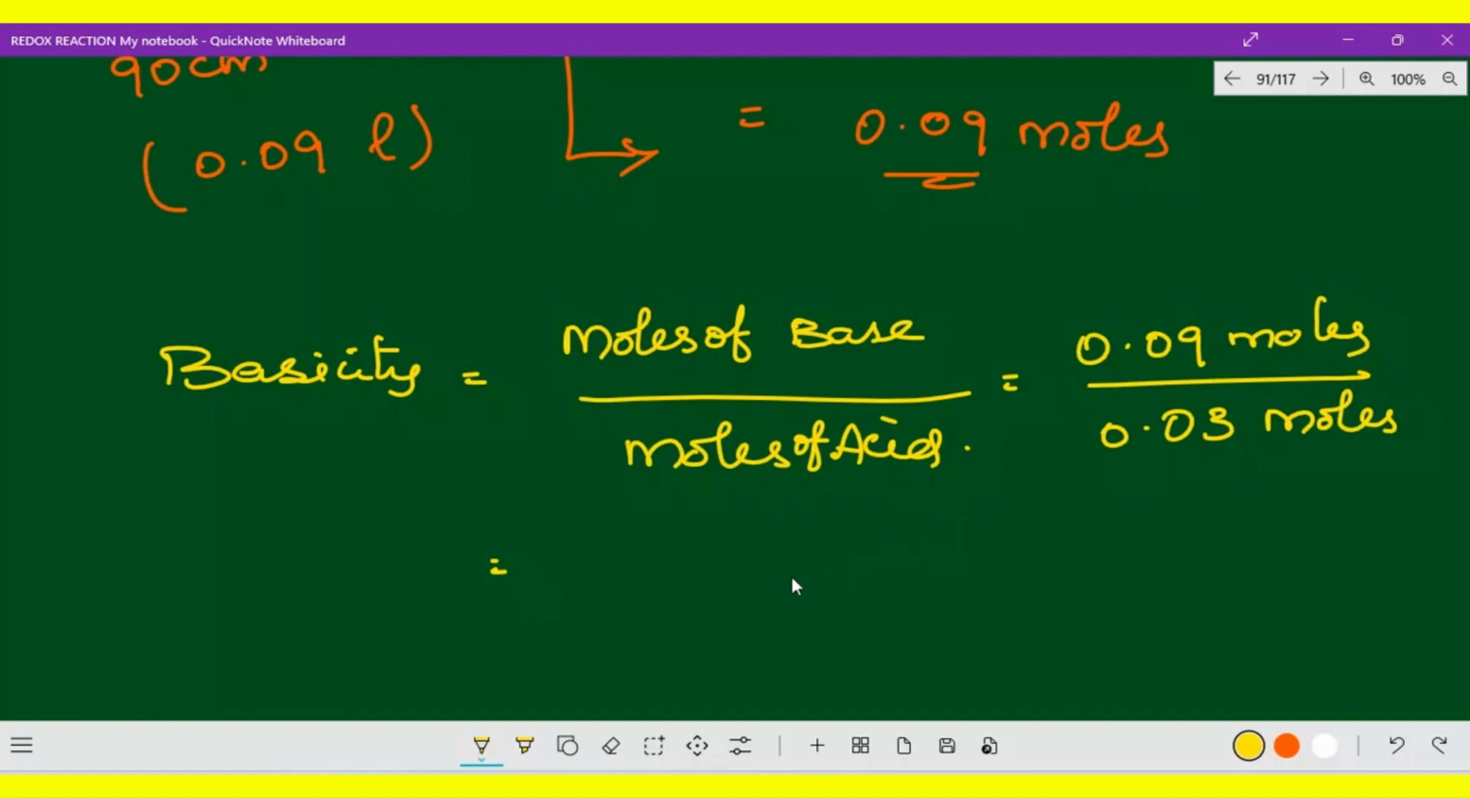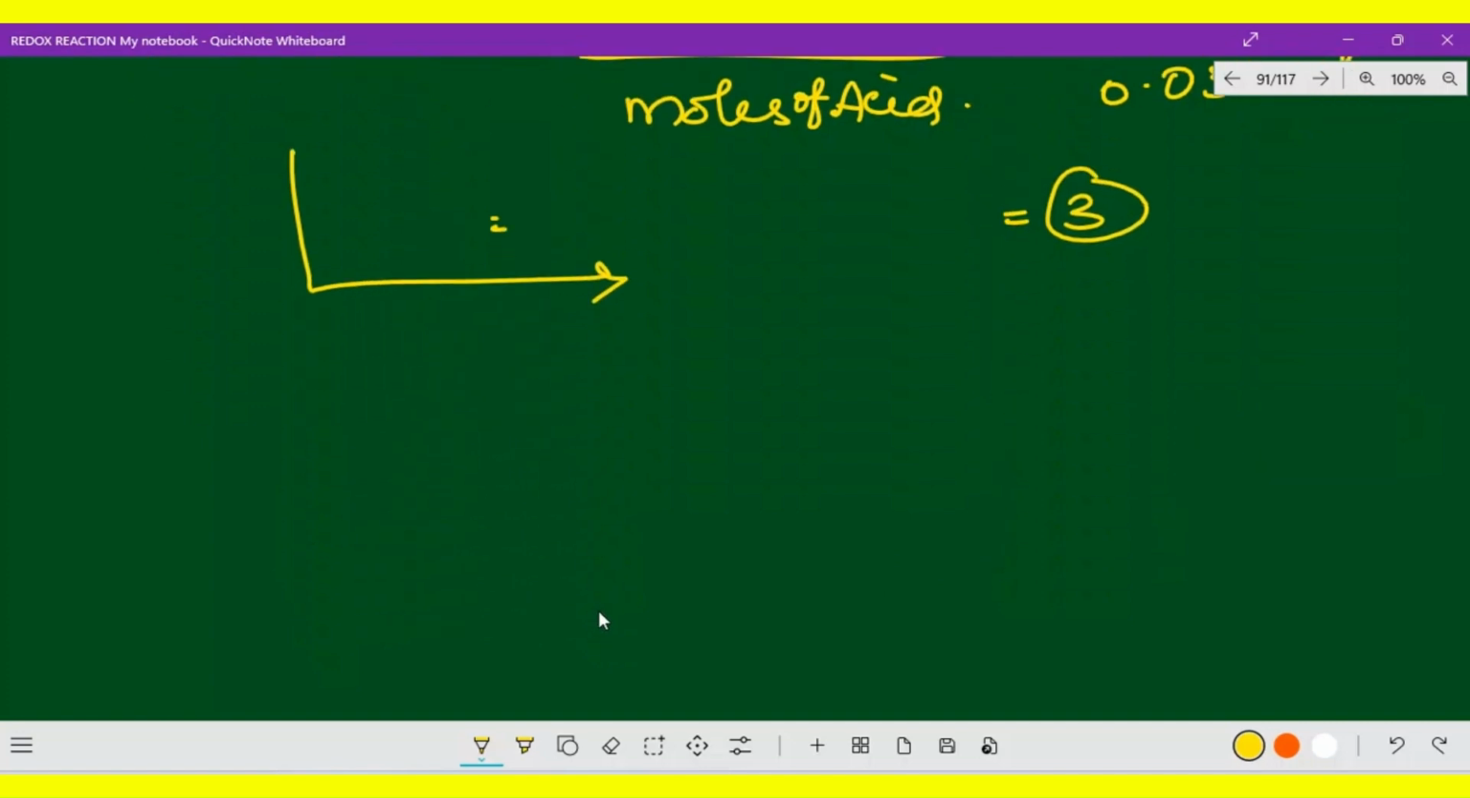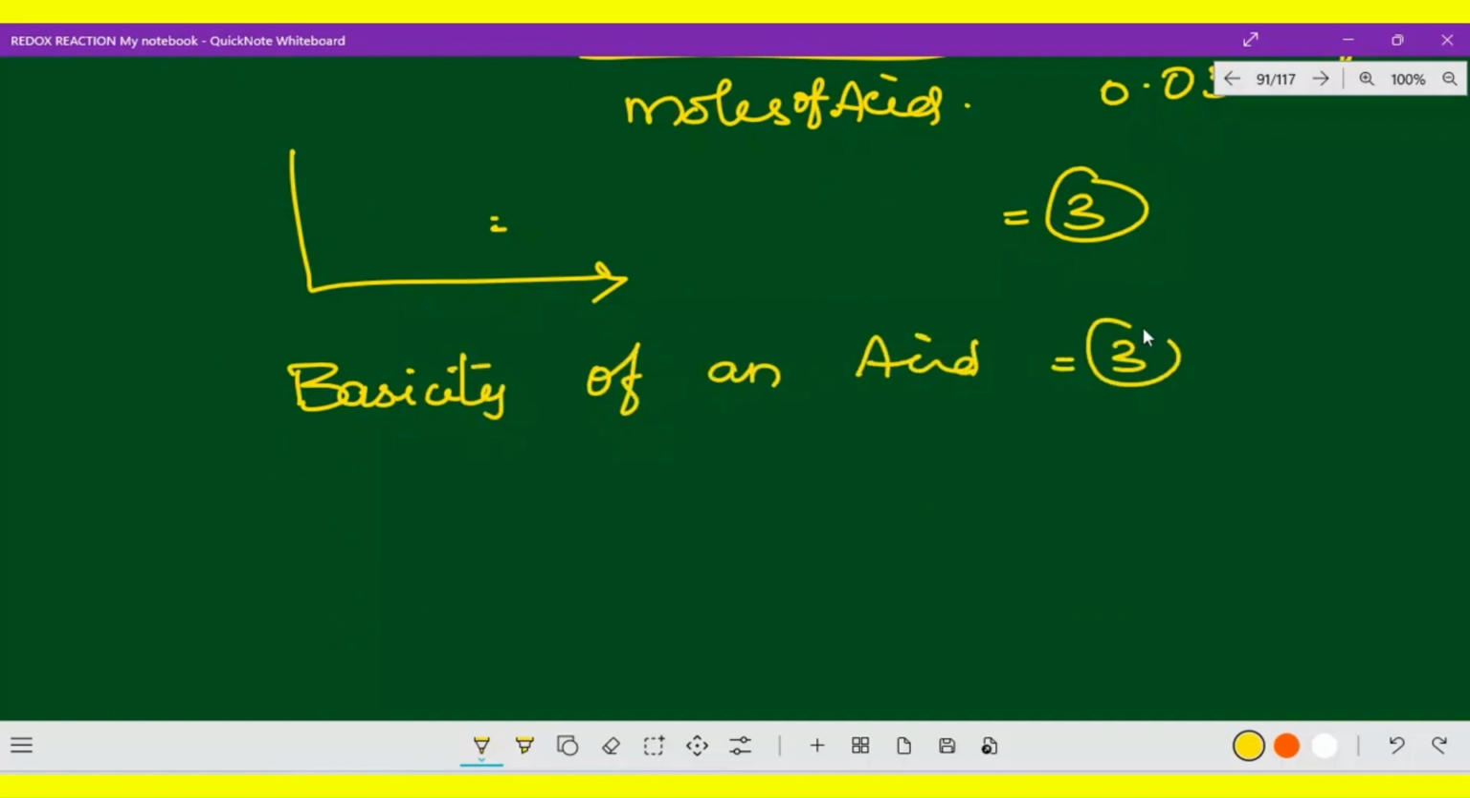Now, what do you get? You will get 3. So the basicity of the acid is 3. Okay, the answer we are getting is 3, but we still have a doubt about what acid it actually is, because 98 gram per mole molar mass means we can think it is, 100%, a kind of acid.